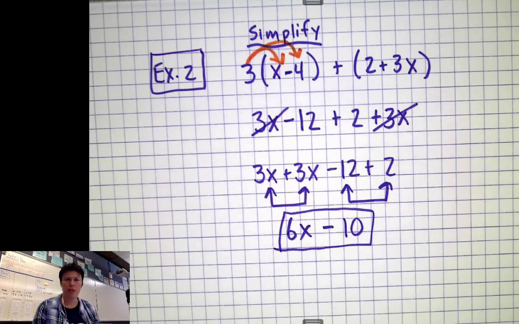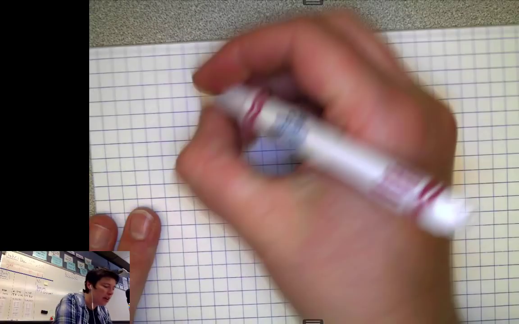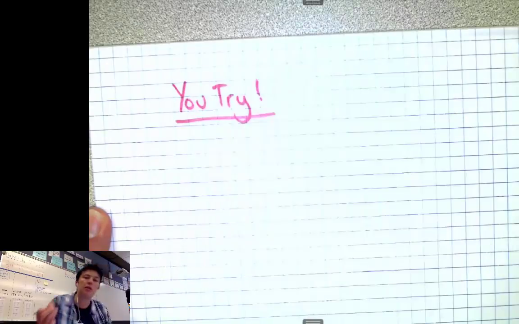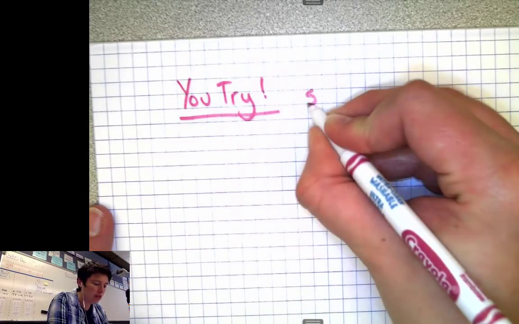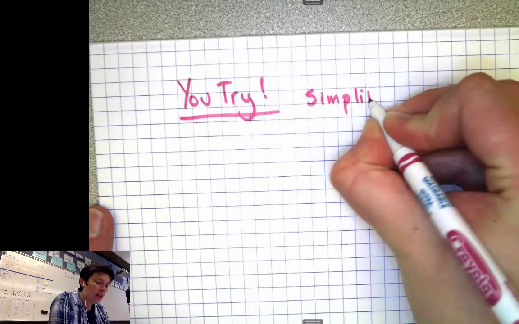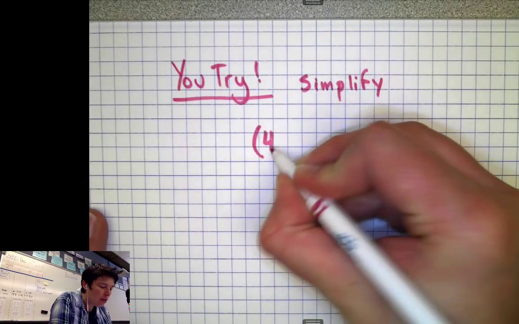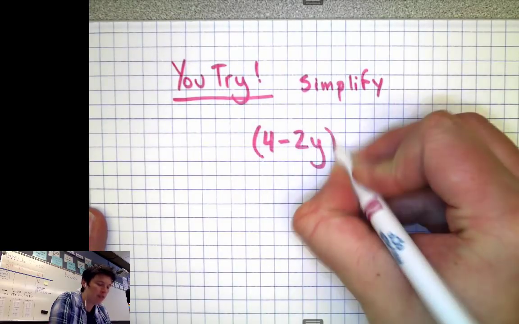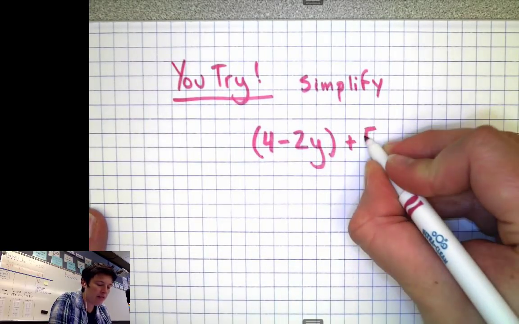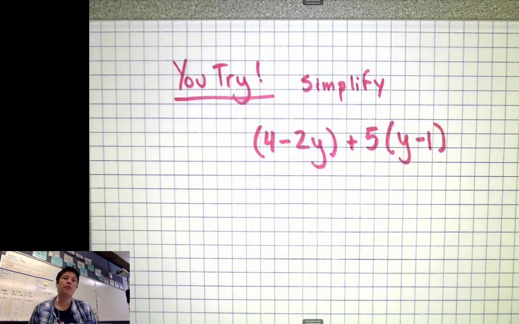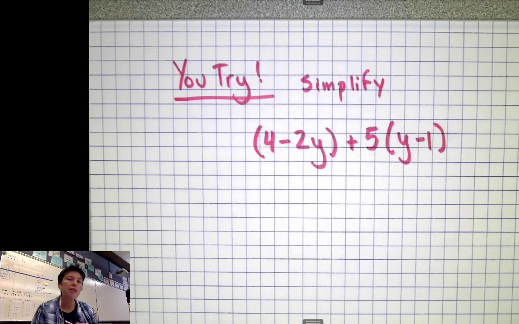Okay, so maybe it's your turn to try one. Let's see if you can do it. Let's do a you-try and test you out. Same thing, can you simplify? That's the directions, simplify. And here are your parentheses. Can you simplify 4 minus 2y plus 5 times parentheses y minus 1? Well, there's a tricky one. Okay, I want you to give it a try. Pause the video and see if you can simplify this expression.